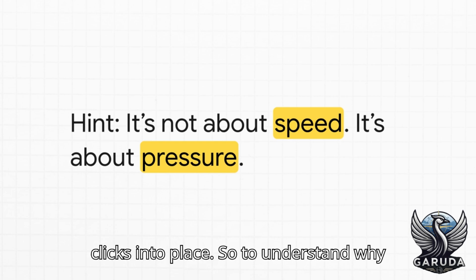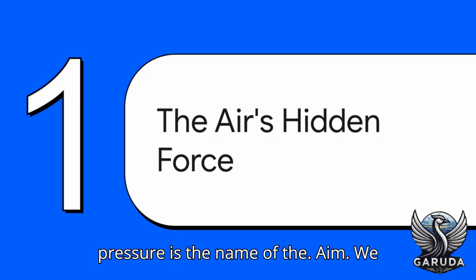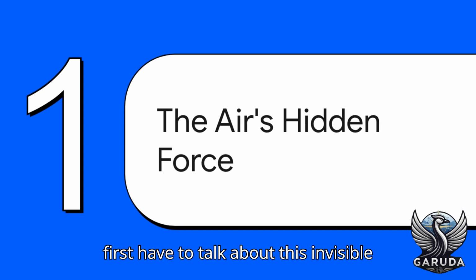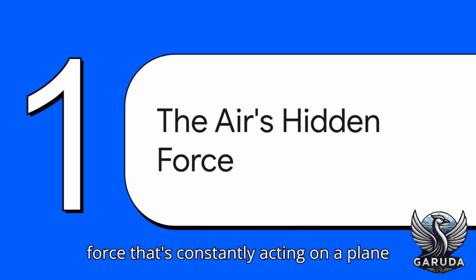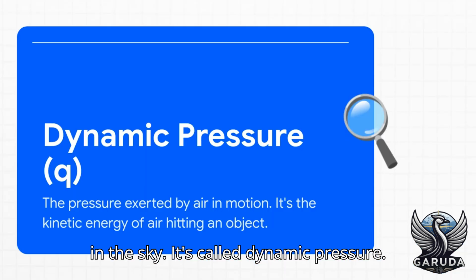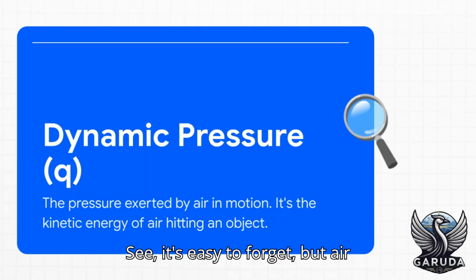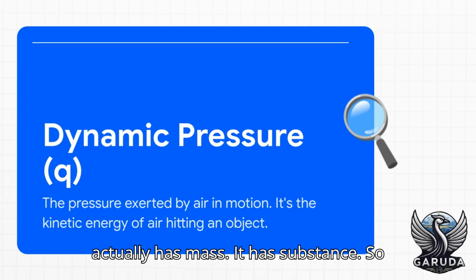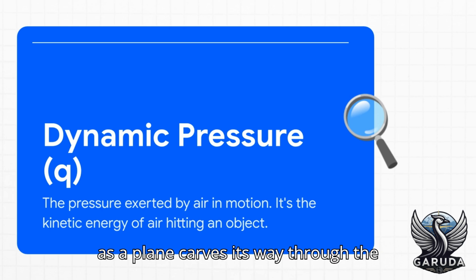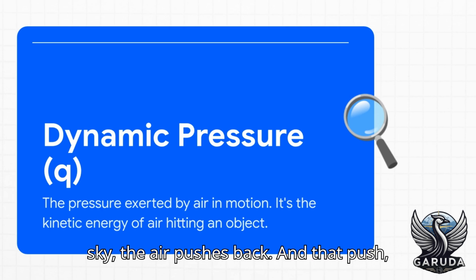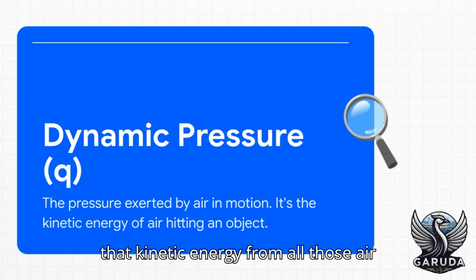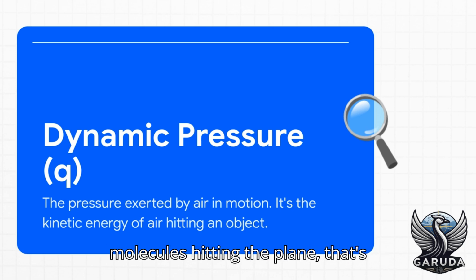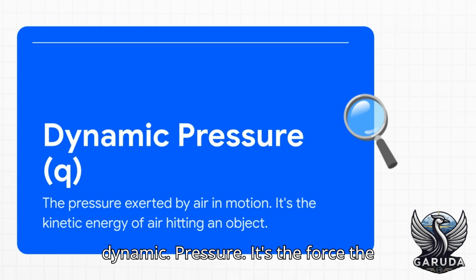clicks into place. So, to understand why pressure is the name of the game, we first have to talk about this invisible force that's constantly acting on a plane in the sky. It's called dynamic pressure. See, it's easy to forget, but air actually has mass. It has substance. So as a plane carves its way through the sky, the air pushes back. And that push, that kinetic energy from all those air molecules hitting the plane, that's dynamic pressure. It's the force the aircraft actually feels.